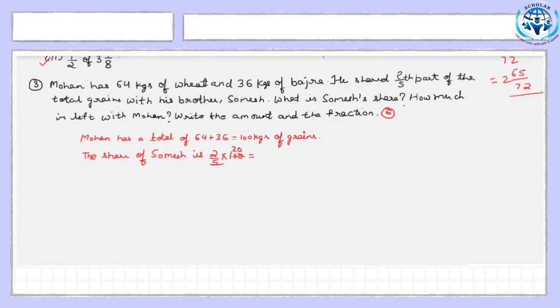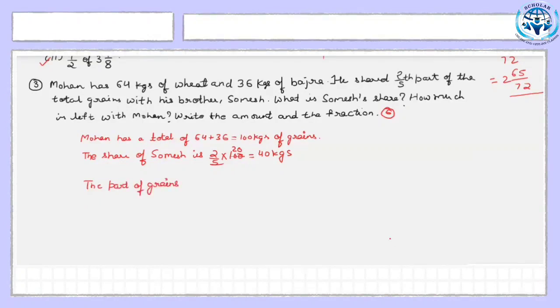Five twos are 10, 0. 2 2s are 4, 40 kgs. That means Somesh is getting 40 kgs and total was 100 kgs. So what amount is Mohan getting? Obviously 100 minus 40 is equal to 60 kgs.